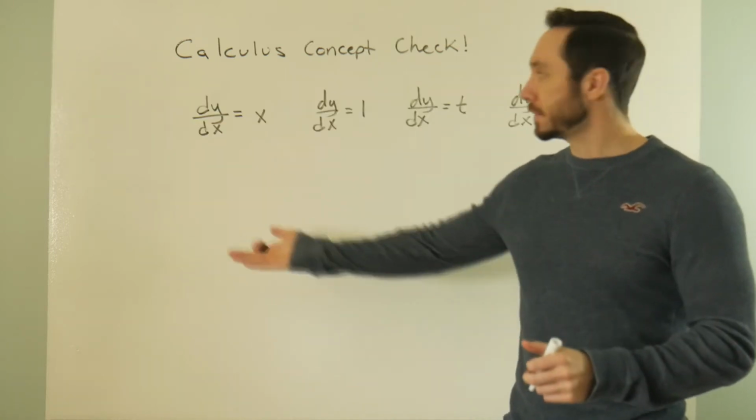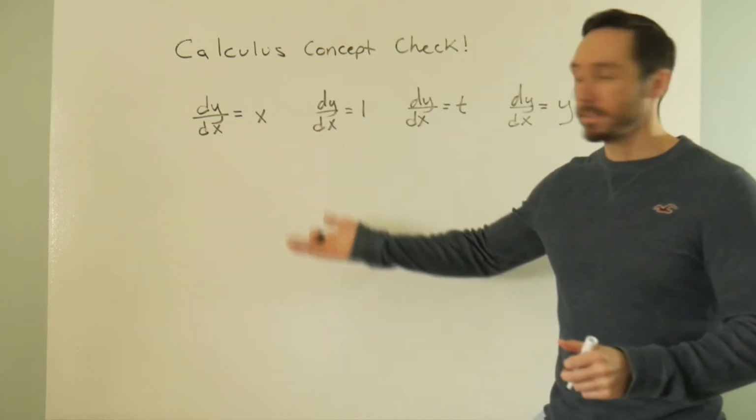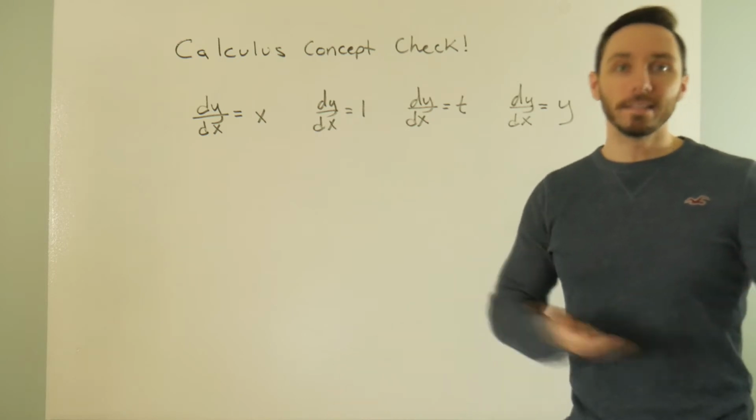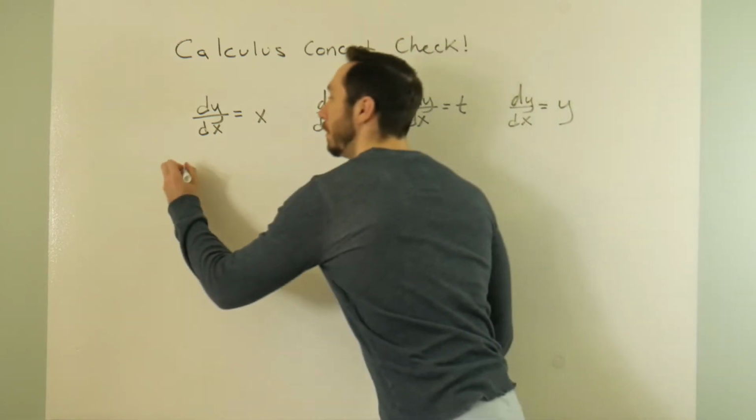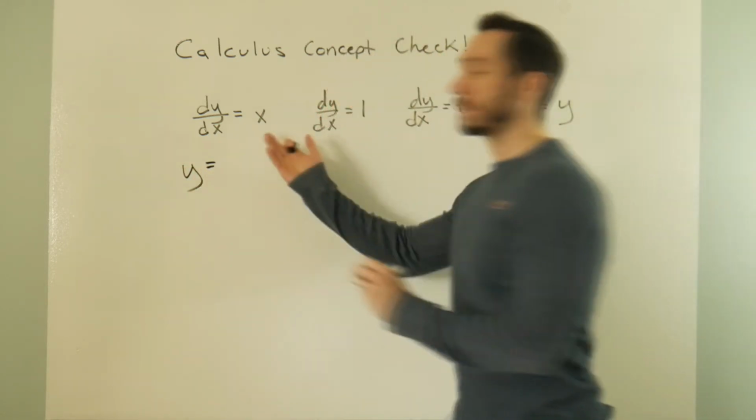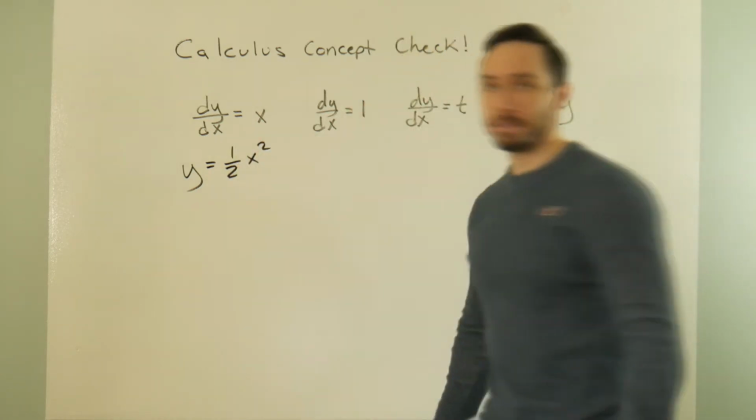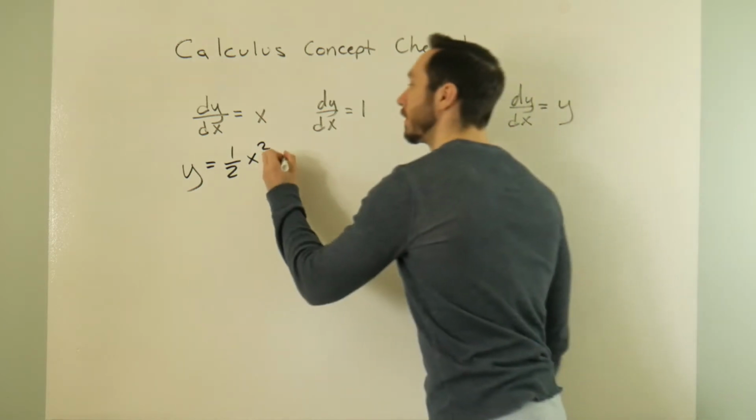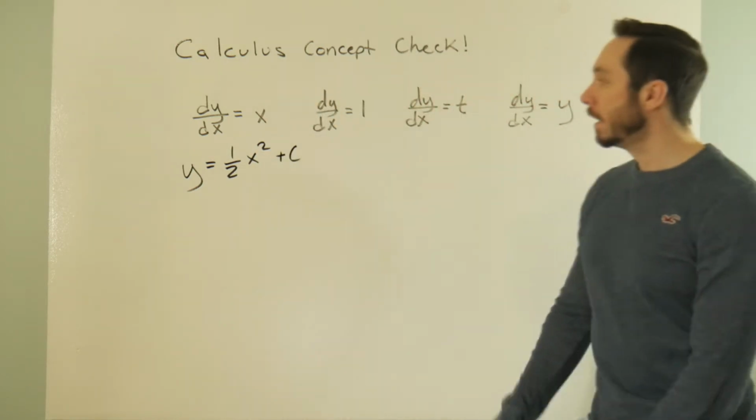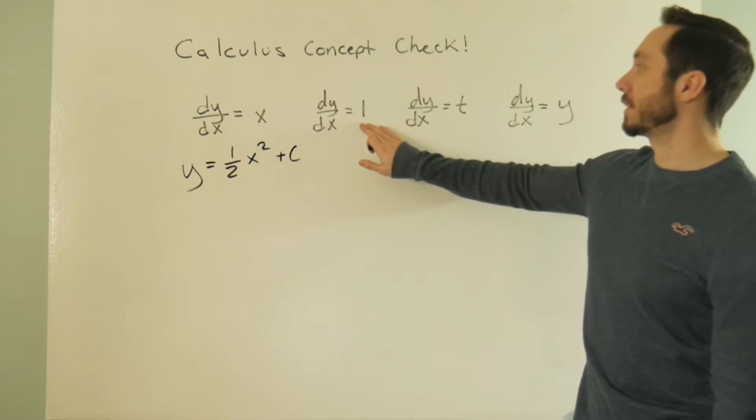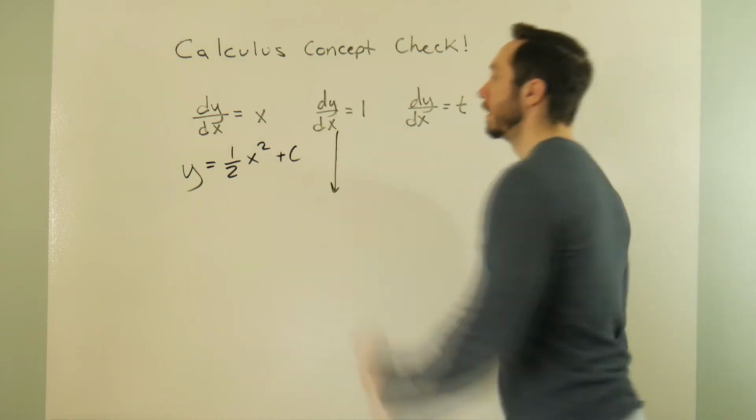What is y equal to if I know the derivative is equal to x? Well, it's just taking the antiderivative. So if I want to come up with a normal y in a case like this, the antiderivative of x is 1/2 x squared, right? It's like a power rule in reverse, and then don't forget your plus c.